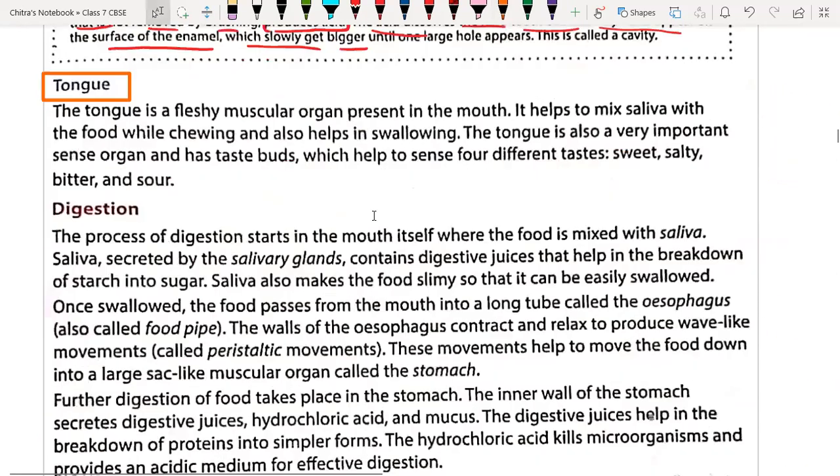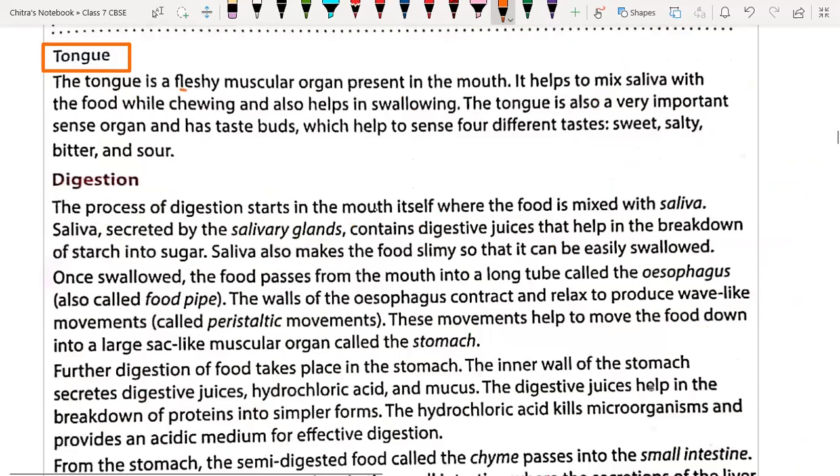Now we are going through the theory part. A tongue is a fleshy, muscular organ present in the mouth. It helps to mix the saliva with the food while chewing and also helps in swallowing the food. The tongue is also a very important sense organ and has taste buds, which sense different flavors like sweet, salty, bitter, sour, etc. Understood everyone about the tongue?